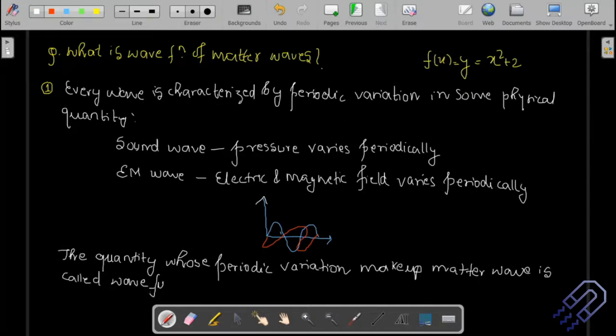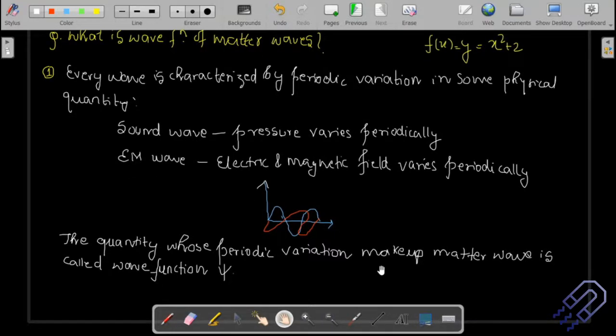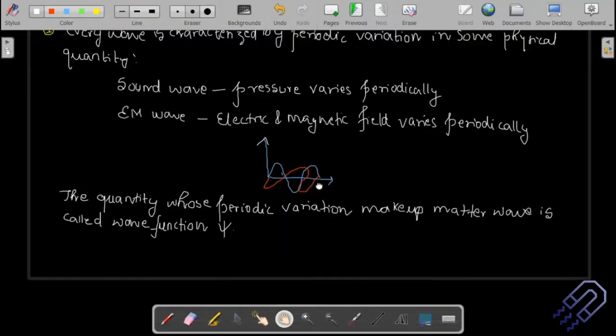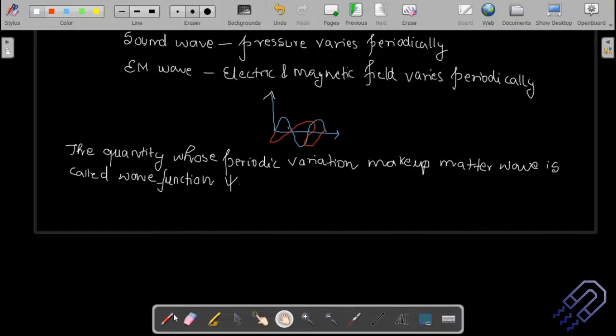So this wave function will vary periodically, and this wave function is something which you can realize physically, right? So it has got a physical interpretation. We usually denote it by psi. The symbol for representing a wave function is psi. So this is the first point that I'd like to explain, and I think this is important. This is a prelude to how exactly we understand what a wave function is.